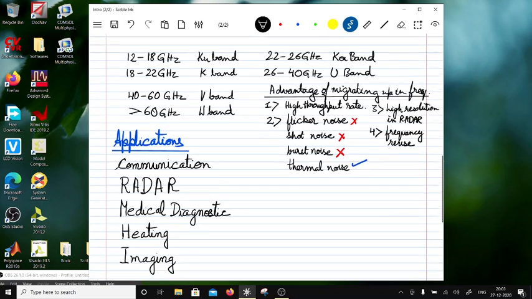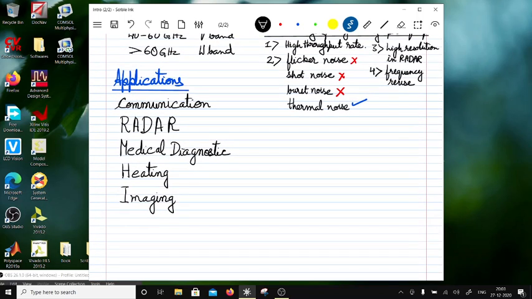Okay, so what are the various applications of these microwaves and millimeter waves? First thing is wireless communication, right? So that's one application. Second is the radar. Third thing is the diagnostic, medical diagnostics, right? So that's one. The fourth thing is it is used for heating, for example, in microwave ovens.